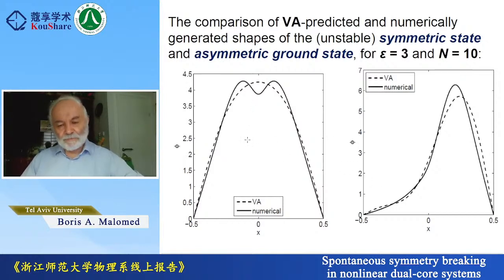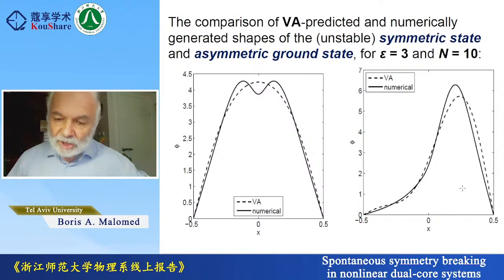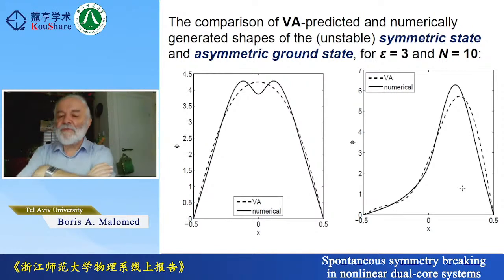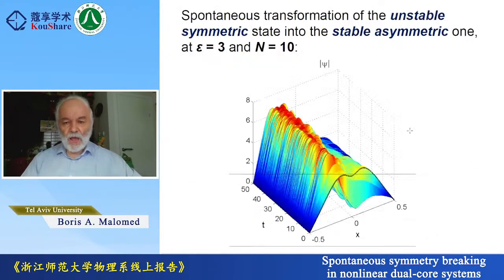Okay, and now what is more interesting is to look at this right panel, because this panel shows the stable asymmetric ground state, which we have in this case for these parameters. And once again, we see the continuous curve and the dashed curve. The continuous curve shows the numerical solution. The dashed curve shows the variational approximation. We see that, of course, there is some discrepancy, but it's not large. And it implies that this quite simple variational approximation makes sense. It predicts something which is relatively close to the numerically exact results. So it is usable.